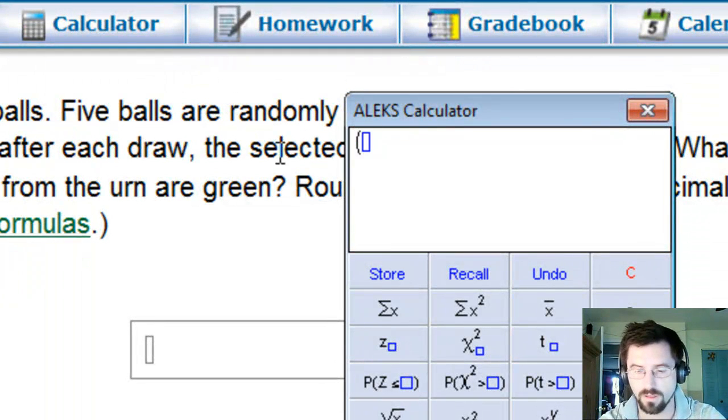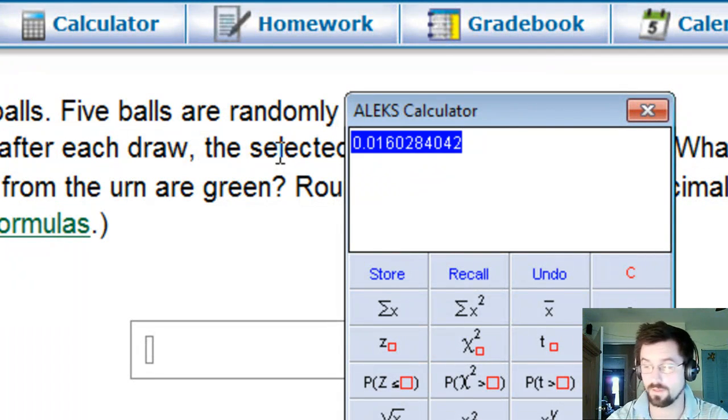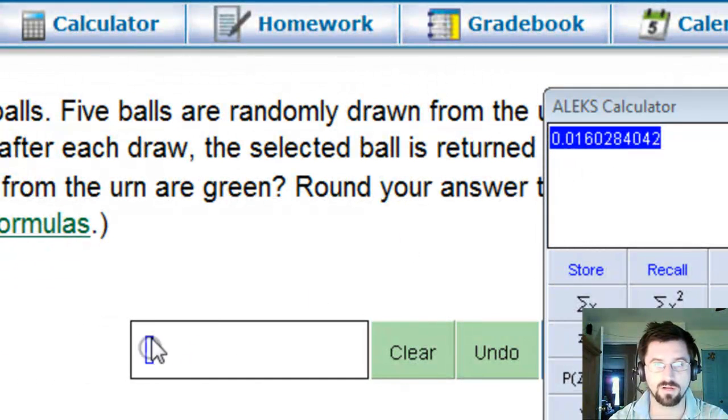It's pretty straightforward. All the problems, though, are not this straightforward. And I'm hoping the next time I hit a new one that one of those ones will come up. So let's move this over. 0.016 is our answer.